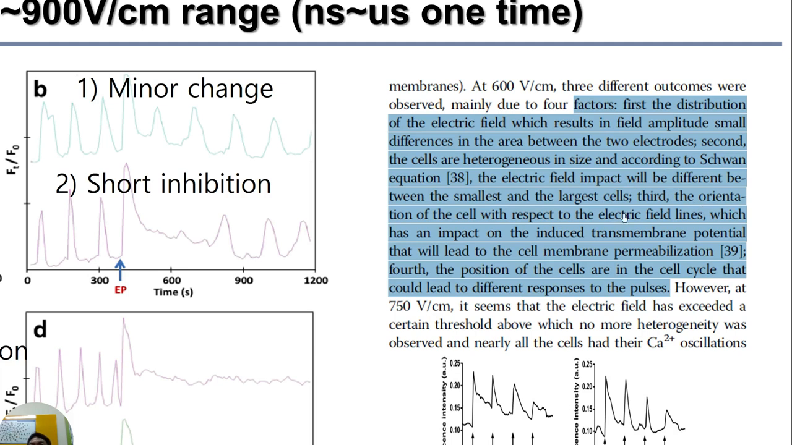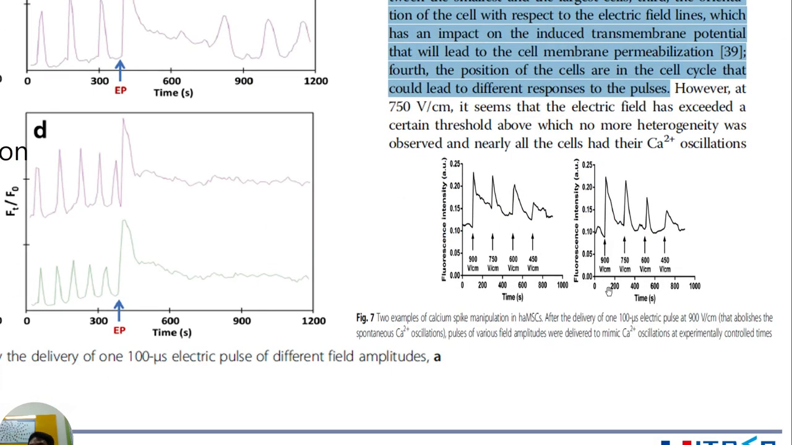Third one is the orientation of the cell with respect to the electric field line, which has an impact on the induced transmembrane potential that will lead to cell membrane permeabilization. When you apply plus and minus, the electric field always runs along plus and minus. On your cell, sometimes it is parallel, sometimes perpendicular, right? Depending on the cell axis, their behavior can change. Fourth, the position of the cell in the cell cycle could lead to a different response to the pulse. As I told you, G0, G1, G2, M-phase, depending on the cell cycle phase, the response also changes.